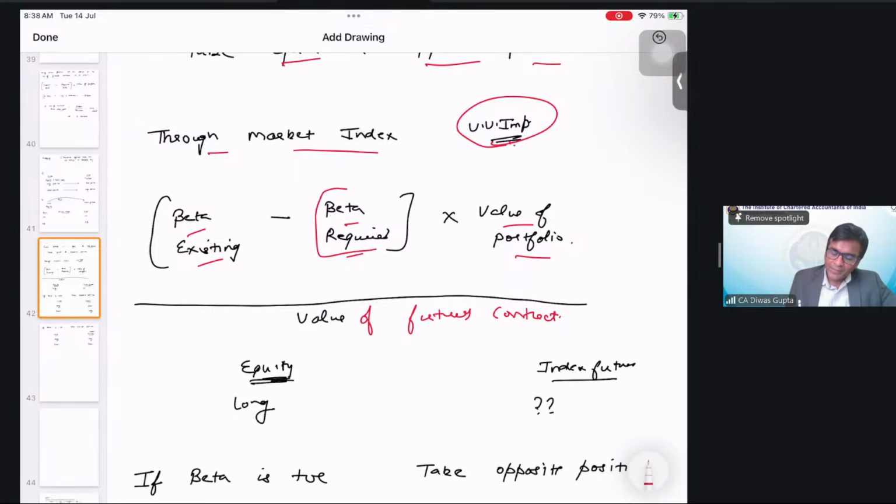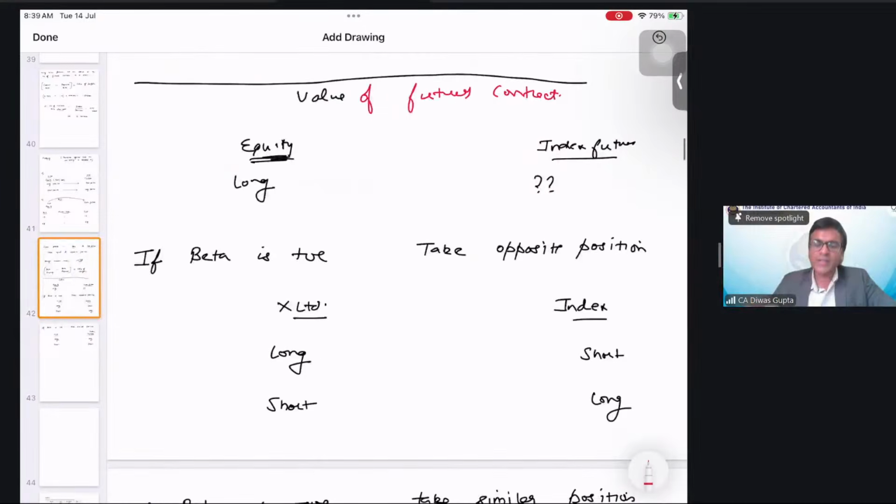Sometimes the question says that you have to do a complete hedging. That means the required beta will become zero. Sometimes it says the existing beta is 1.2 and they have to bring it down to 1. So that means 0.2 equivalent they have to hedge. So 1.2 minus 1, so 0.2, multiplied by the market portfolio value, divided by the value of the futures contract. Clear, students?